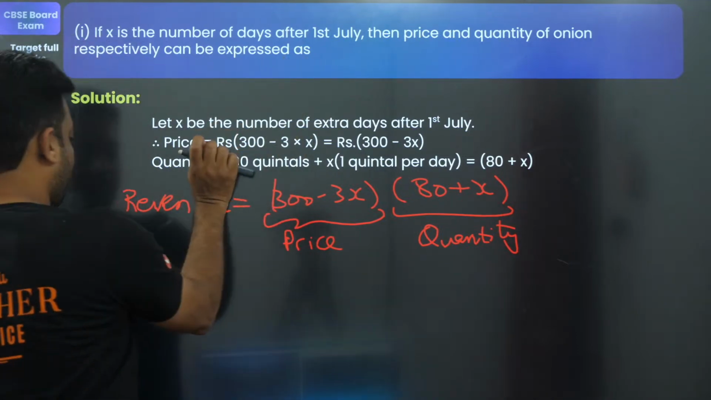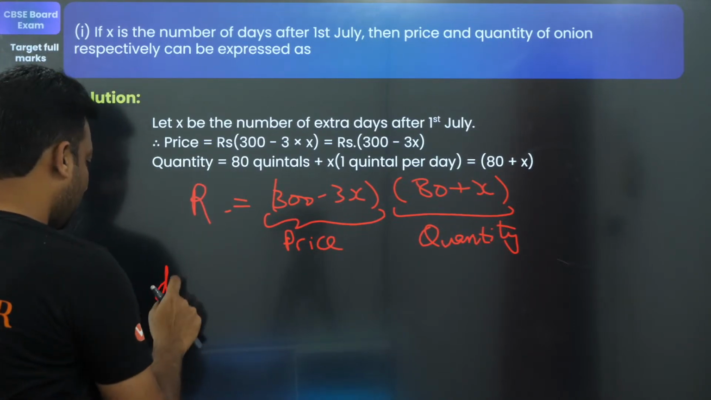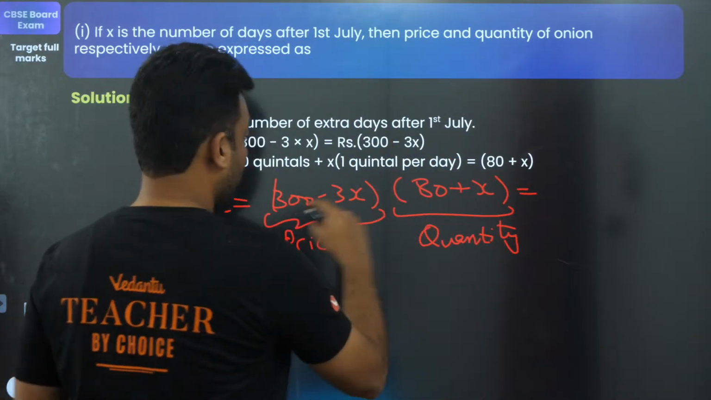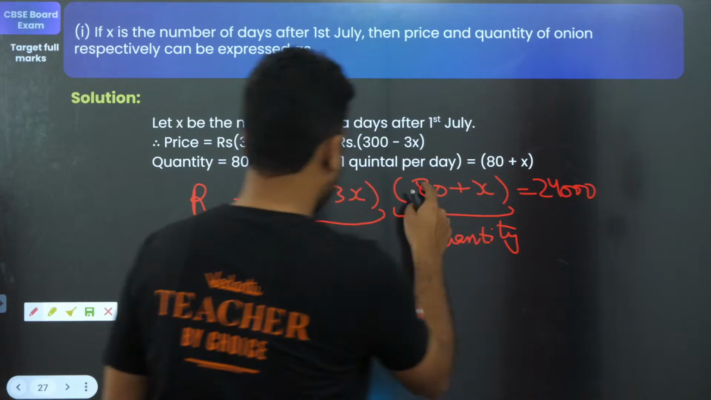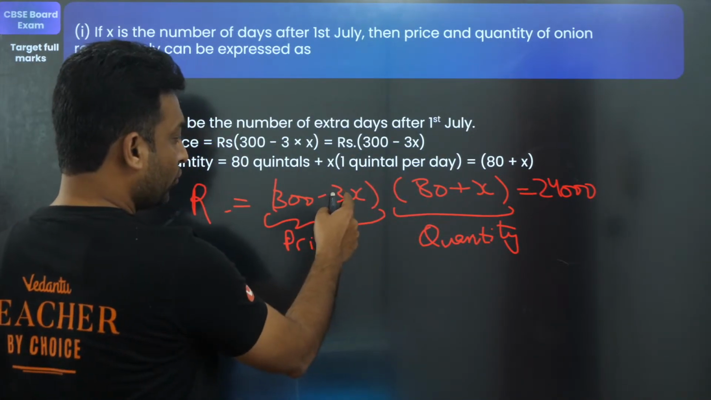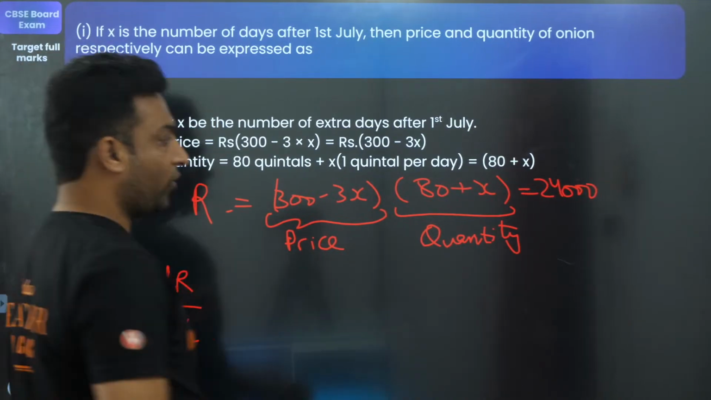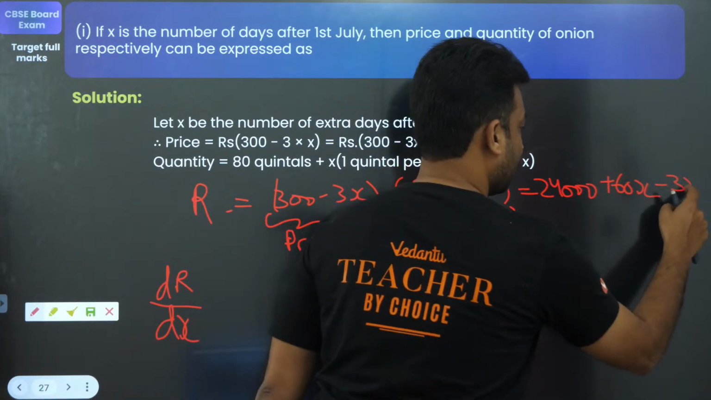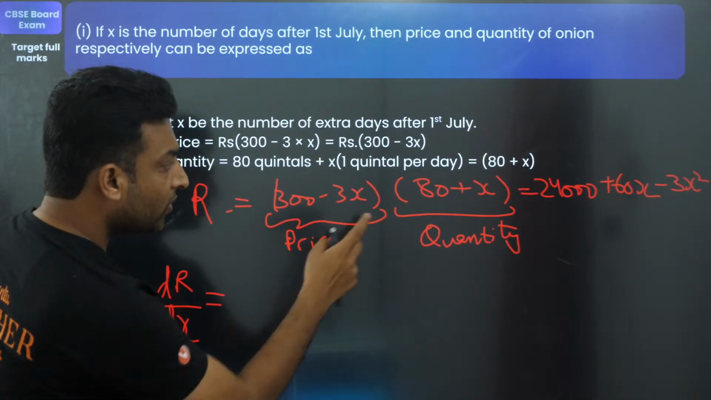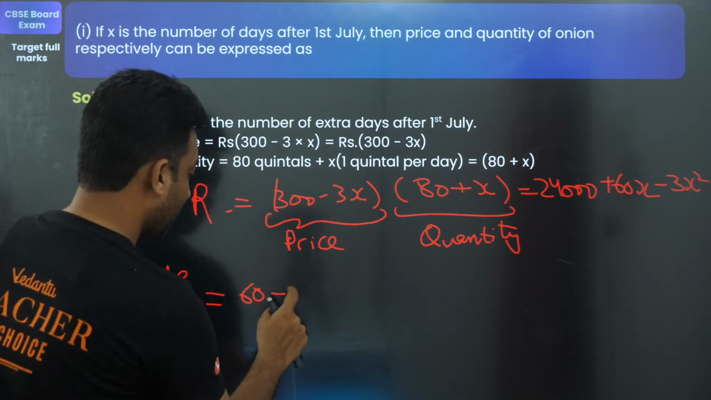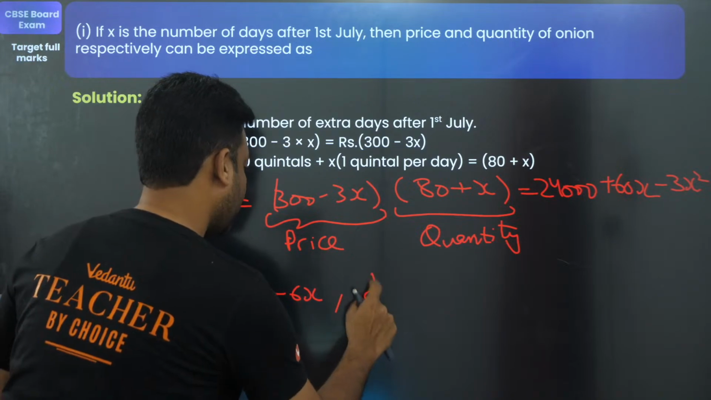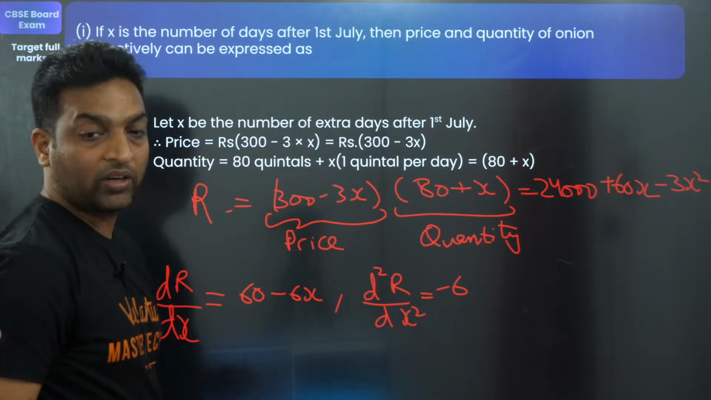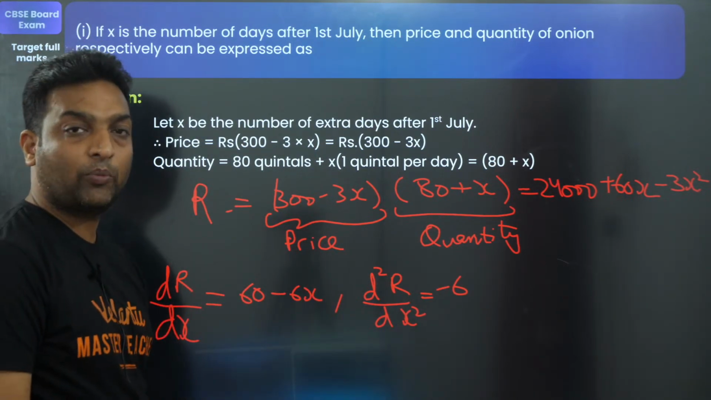So, if I am writing revenue by R, dR by dx. Can I simplify R by multiplying, which is 24,000 minus 240x plus 300x. 300 minus 240 plus 60x minus 3x square. This is revenue. What is dR by dx? It is 60 minus 6x. What is double derivative? So concave down, hence whatever we will get, that will be point of maxima.